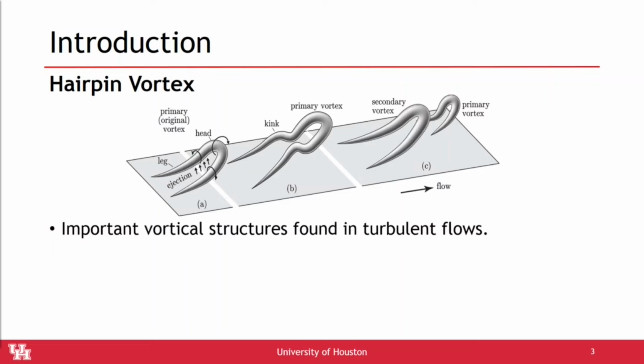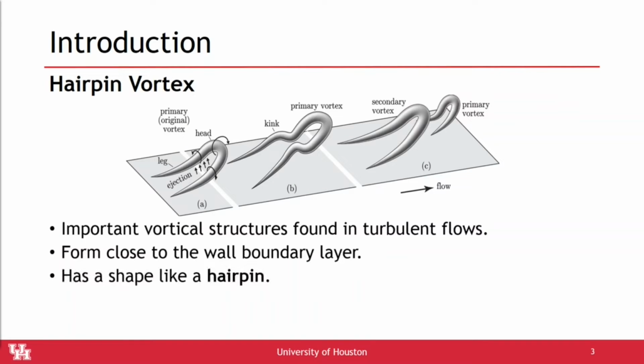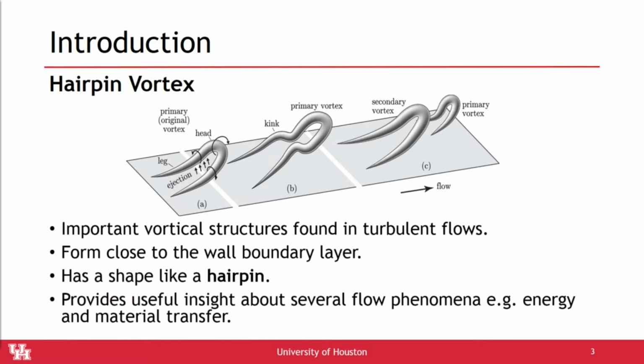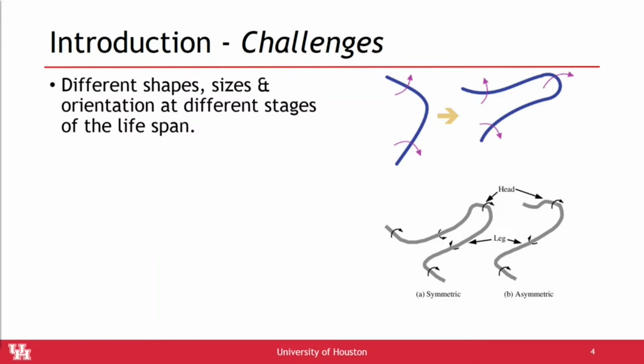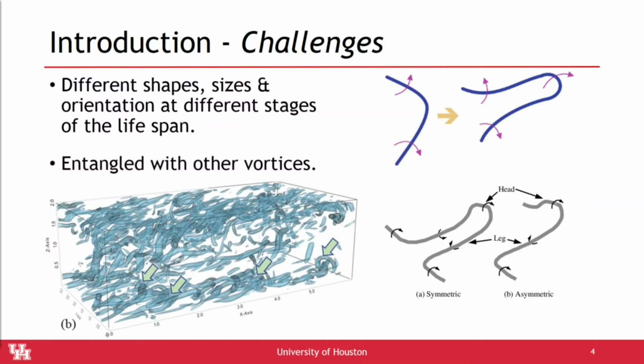Hairpin vortices are important vortical structures found in turbulent flows. They have a shape like a hairpin and form close to the wall boundary layer. Their extraction and study provides useful insight about many flow phenomena such as energy and material transfer. However, in turbulent flows, hairpin vortices can take different shapes, sizes, and orientations at different stages of their lifespan, and they are entangled with other vortices, which makes their extraction more challenging.